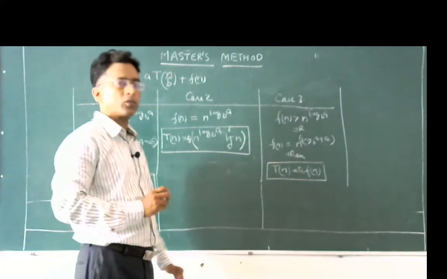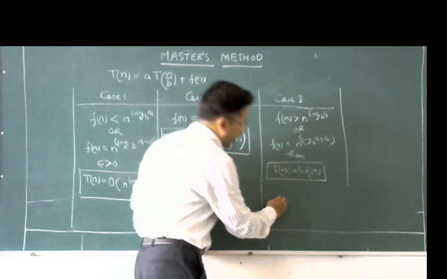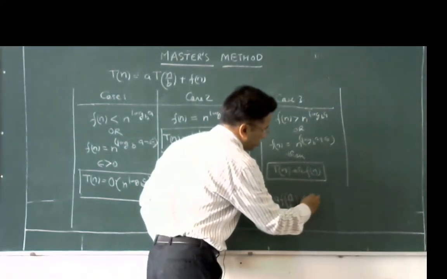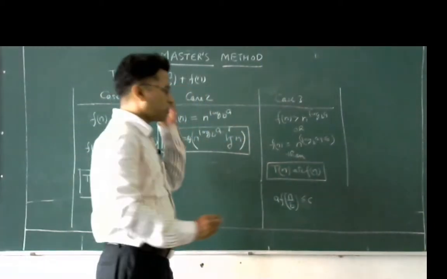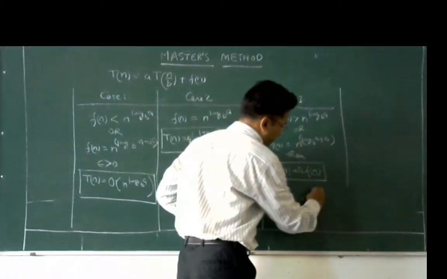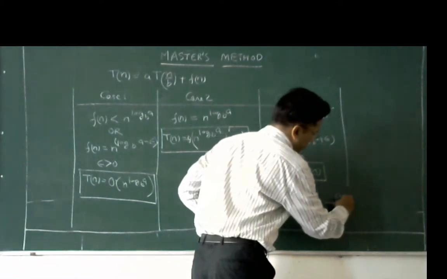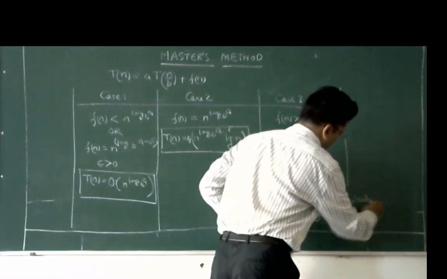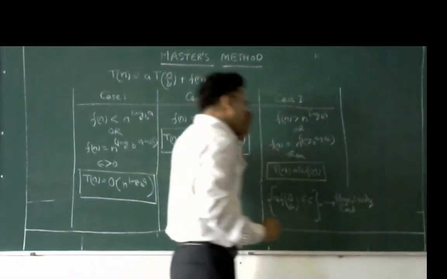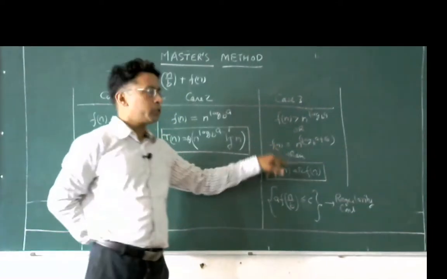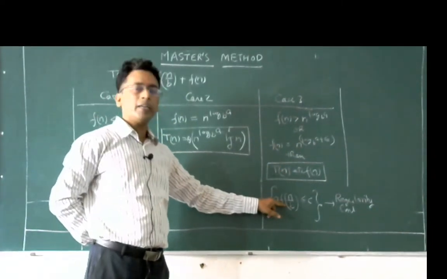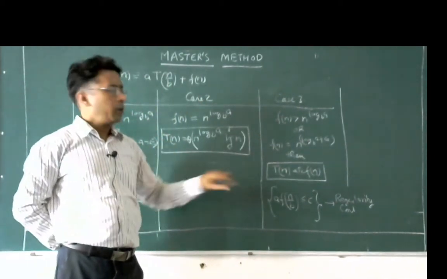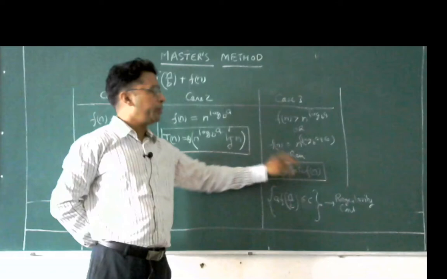In case 3, before applying this formula, we should check one condition that is called the regularity condition, that a f(n/b) should be less than or equal to c f(n). This condition must be satisfied. In case 3, we can apply this formula only if the regularity condition is satisfied. Then only this formula can be derived.